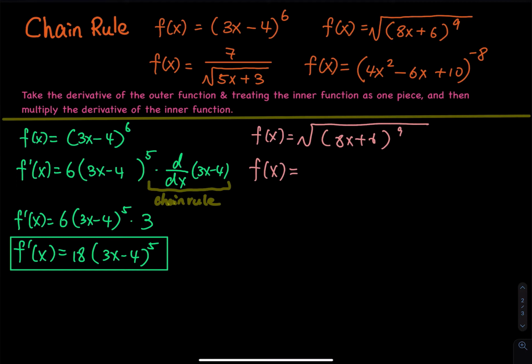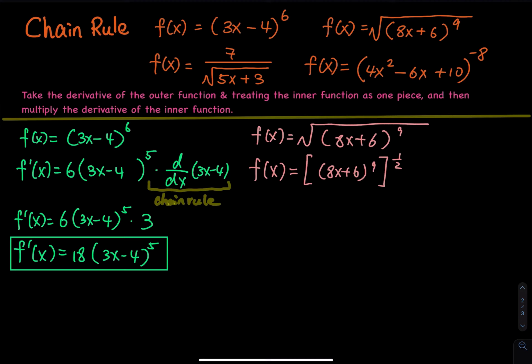so before I write this, what are the layers? The outermost layer is the 1/2 power, and then the next layer is the 9th power, and then the innermost layer is ax plus 6. So let's treat that as 3 layers. From outside to inside, we have a 1/2 power, we have a 9th power, and then the innermost layer is a linear function, ax plus 6. So let's do that. We have ax plus 6 raised to the 9th power, and then we raise the whole thing to the 1/2.